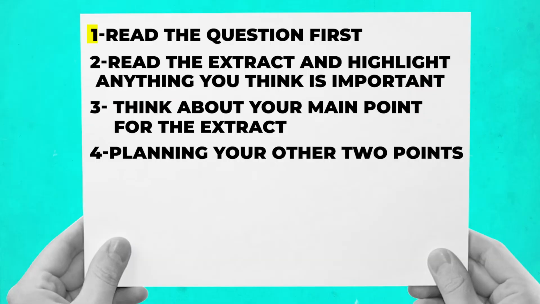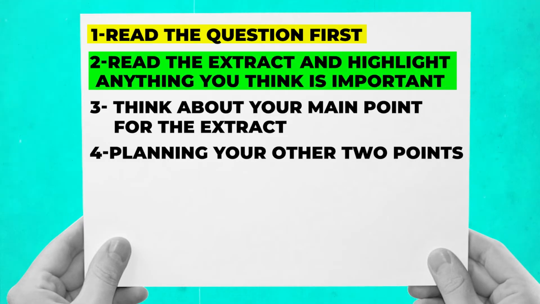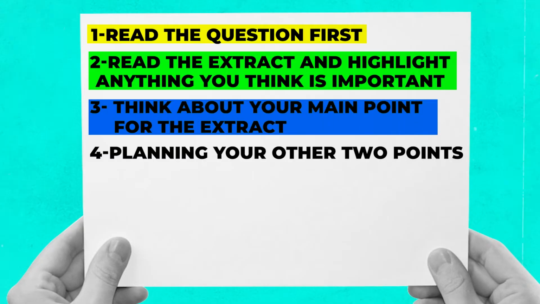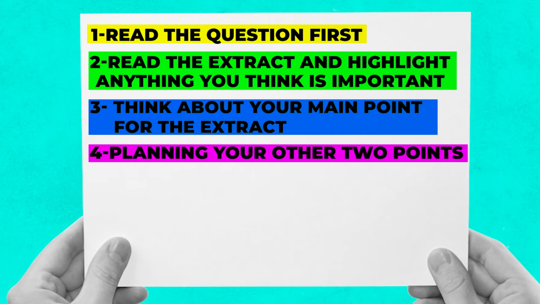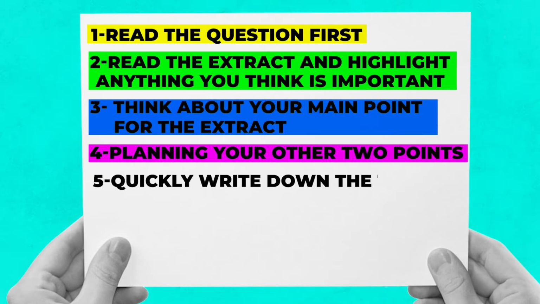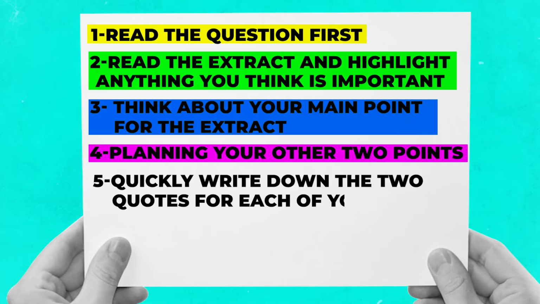So let's just quickly summarize what we've done so far. Number one, we've read the question first to make sure we understand the question. Number two, we've read through the extract and highlighted anything relevant to the question. Number three, we've made our point about the extract. And number four, we've planned our other 2 points. So we've got 3 points in total. And then number five is you just want to quickly write down the 2 quotes for each of your points.